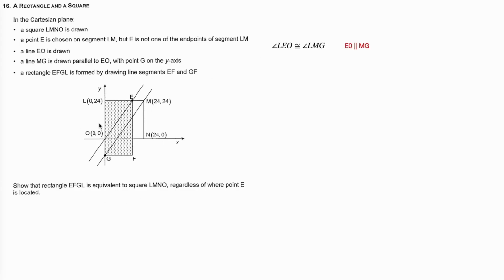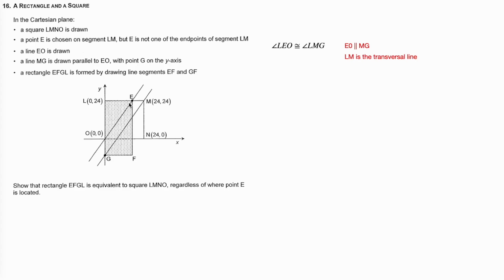Angle LEO, L to E to O, this angle up here, is congruent to angle LMG. LEO is congruent to LMG. So we're trying to show that this angle is the same as that angle. And to prove that, EO is parallel to MG. That's given. LM, this line, cuts through those two parallel lines, so it's a transversal line.